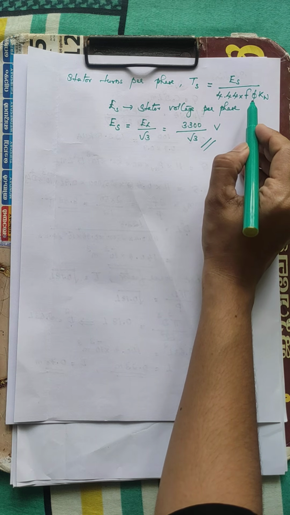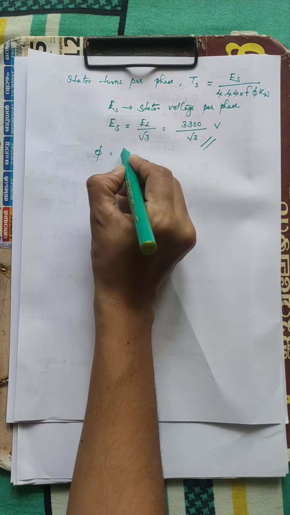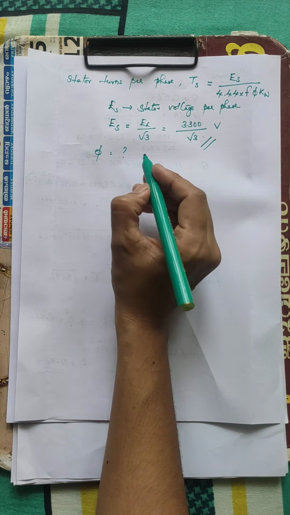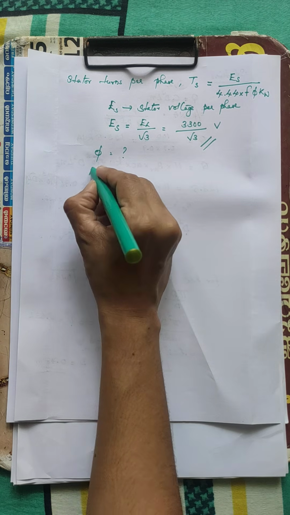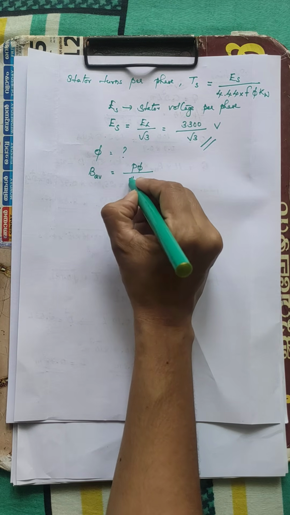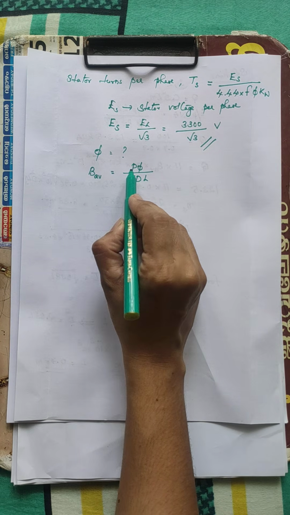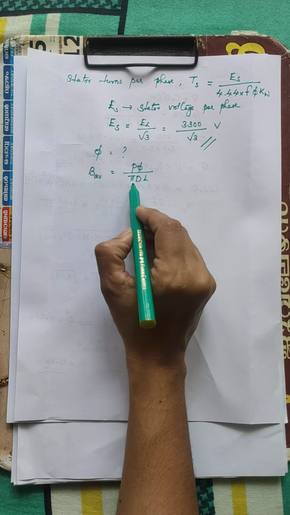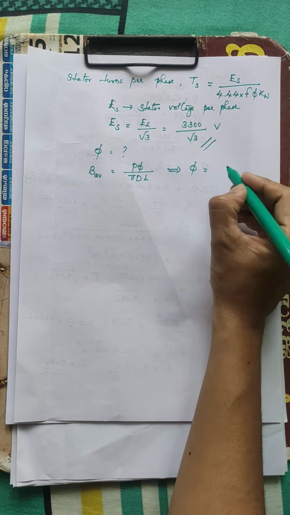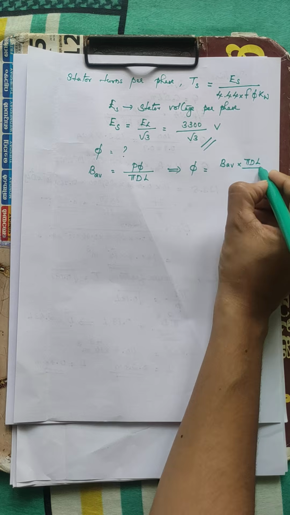So phi is not given in the question, so we have to calculate the value of phi. Always in design problems, we calculate the value of phi from the given value of B average. We know that B average is equal to P phi divided by pi D L. B average is known, the number of poles P is known, and we have calculated D and L. So from here we can calculate phi.